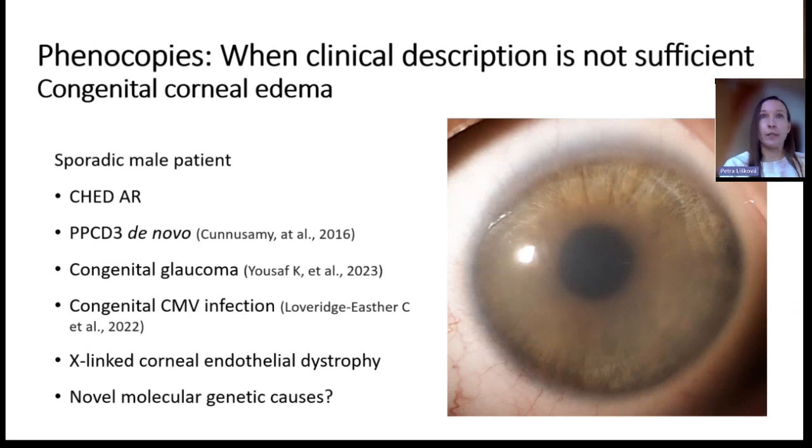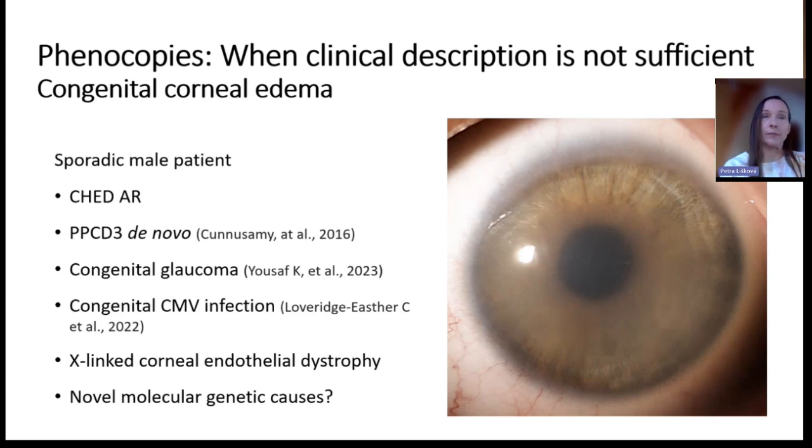So let's talk about differential diagnosis. Imagine you have a sporadic male patient with no family history, manifesting with bilateral congenital edema. So below are all the possibilities which can happen. Which one will you choose? I think, again, you need genetic testing to get near the diagnosis. The most likely option would be congenital hereditary endothelial dystrophy, recessively inherited. But then there are several cases of PPCD3 which were de novo, so again sporadic. The parents had nothing. Occasionally, it could be congenital glaucoma. However, here you would probably expect a larger globe, but still, it's been described in the literature.